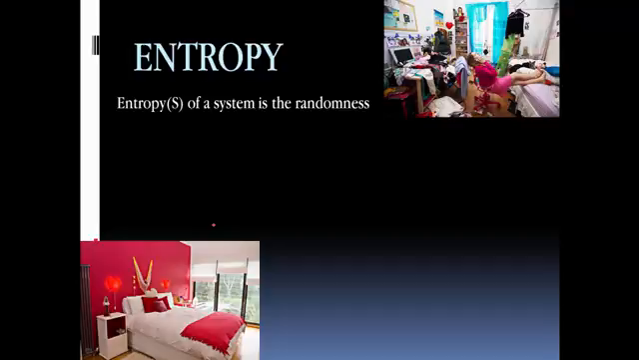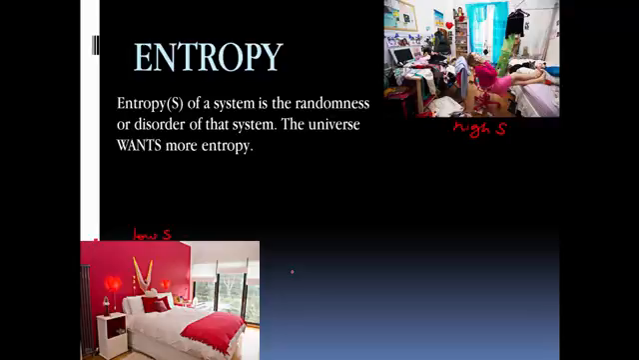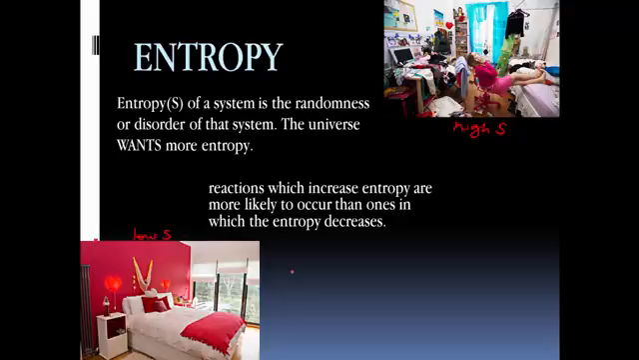Okay, so this nice pink room down here in the corner has a very low entropy, so low S, and this one up here has a very high entropy value. The universe wants more entropy. It doesn't want anything really, but the universe tends toward more entropy, so entropy is usually increasing. Chemical reactions that increase entropy are usually more likely to occur than ones in which entropy decreases.